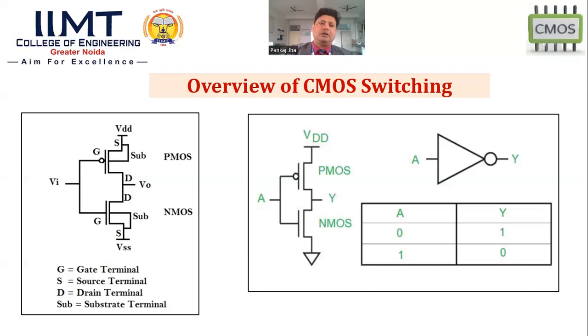So in short, PMOS, which is also known as the pull-up network, will get saturated when we apply zero voltage or low voltage at the gate terminal. Similarly, NMOS, which is also known as the pull-down network or pull-down circuit, will get saturated when we apply high voltage.